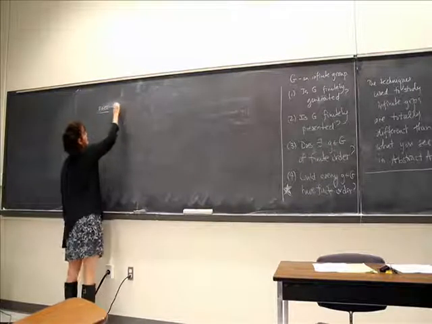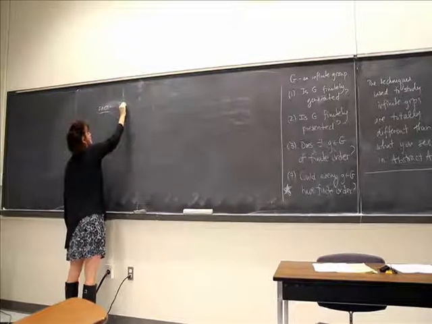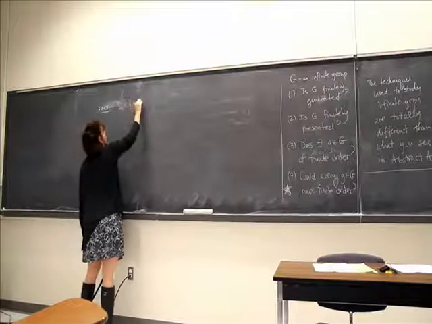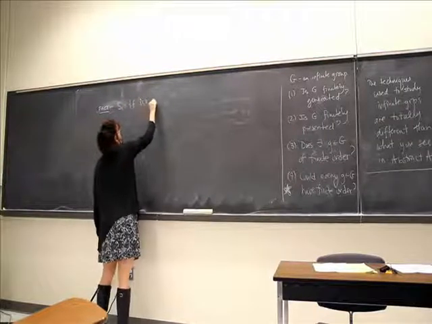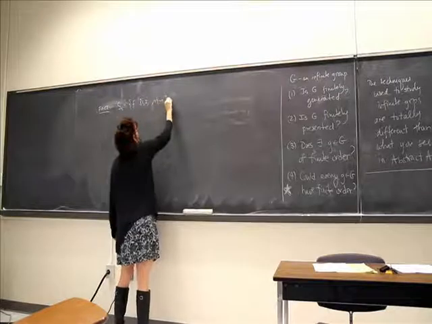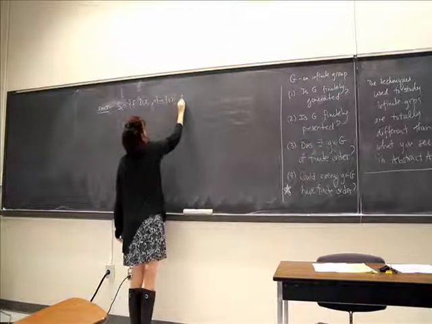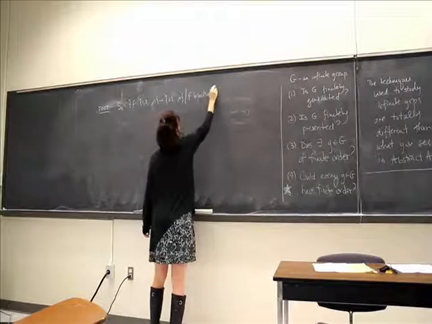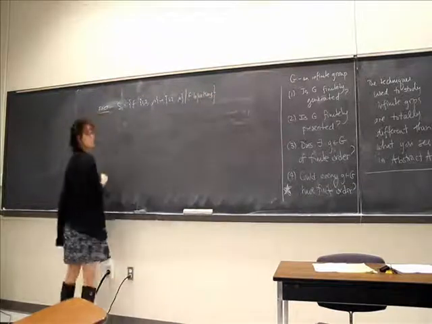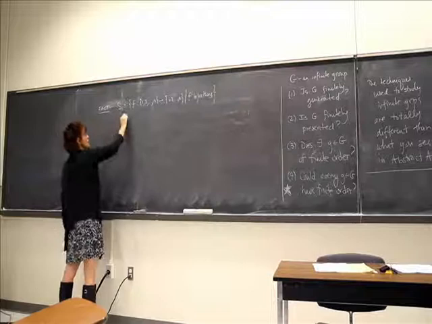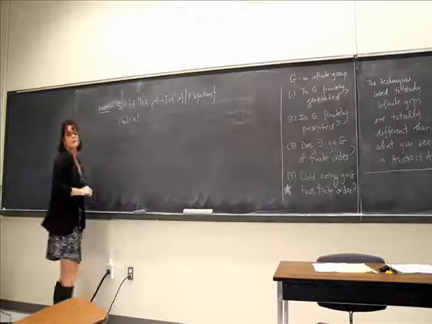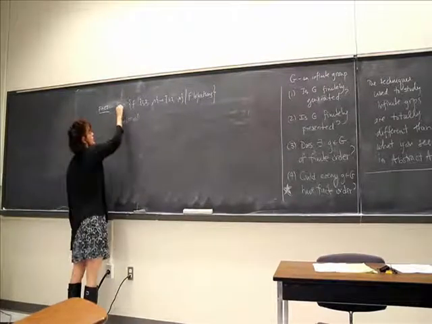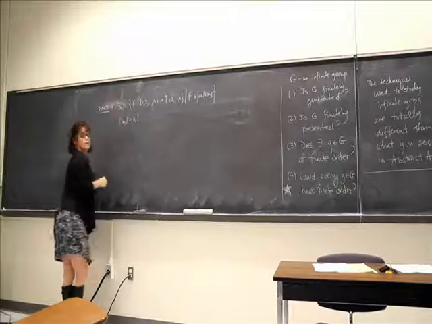If I look at the symmetric group on n letters, remember what that means: it's the set of bijections from a set of n elements back to itself. So this is a finite group, right? It has n factorial elements. And the operation is composition of functions. All right, so that's a group.